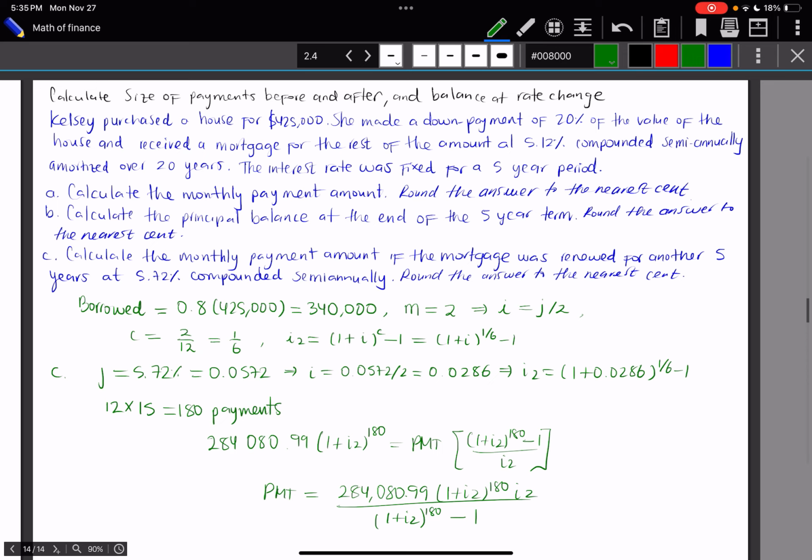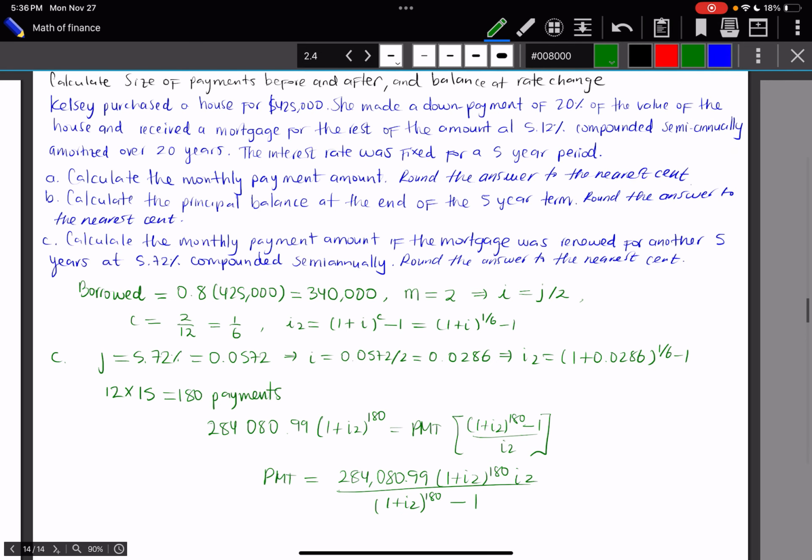And once again, we have an expression that involves just one parameter, I2, and I2 is equal to this expression right here. So make sure to save this number, assign that variable that number, and then use a calculator to compute PMT this way. And when we use a calculator to compute PMT, we find about 2,344.31. So this is the answer to part C.